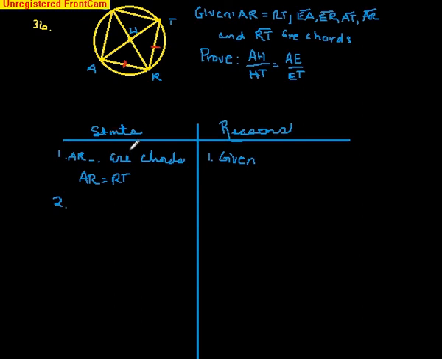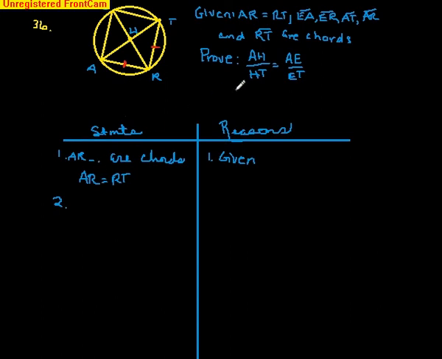This one looks kind of tricky. We're to prove that AH over HT is equal to AE over ET. And the way that we have this proportion, it reminds me of chapter, I think it's chapter 10, where we did all the proportions for different things. So hopefully we'll be able to use one of those.